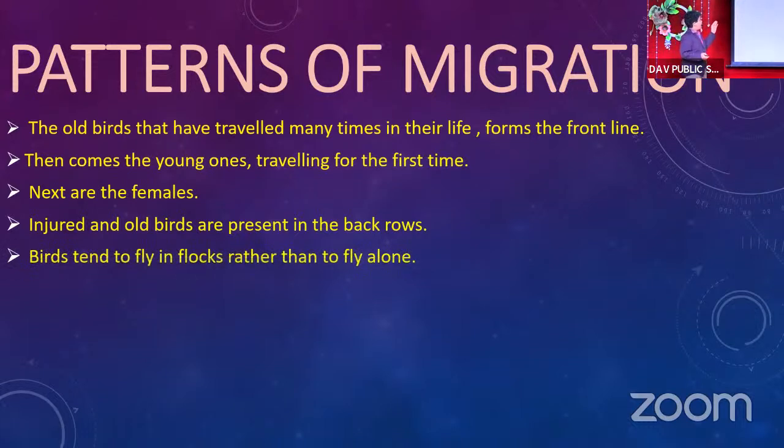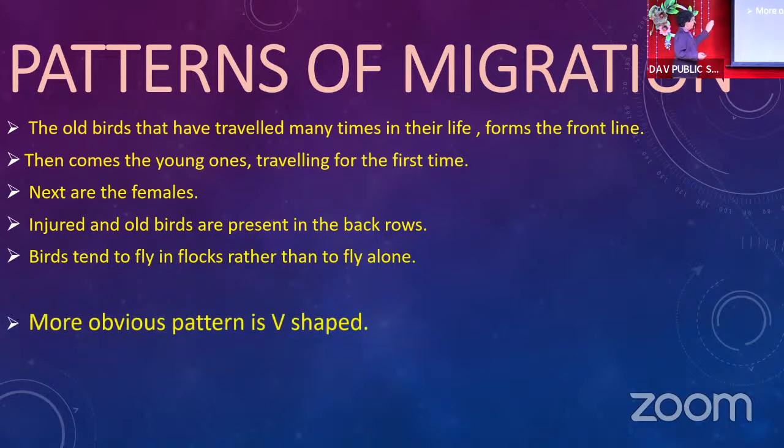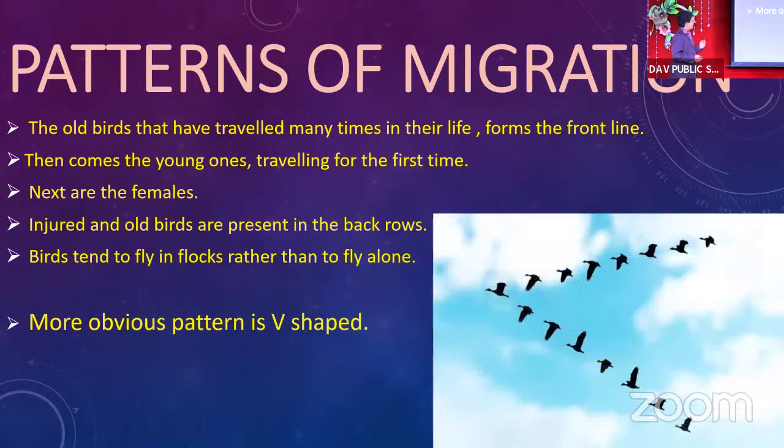Birds tend to fly in flocks rather than to fly alone. A more obvious pattern is the V-shape. This is the picture of the V-shape pattern of migration.